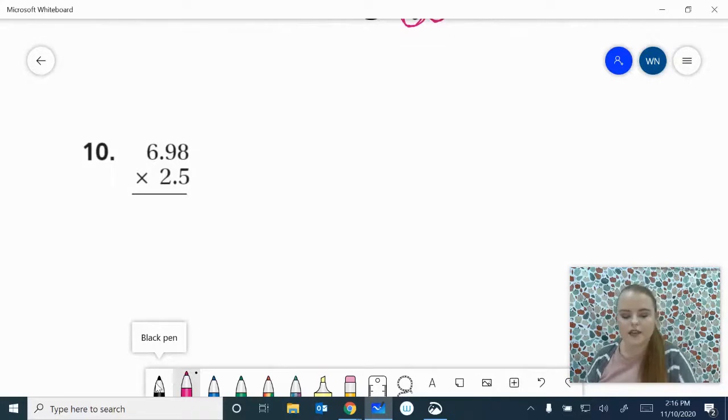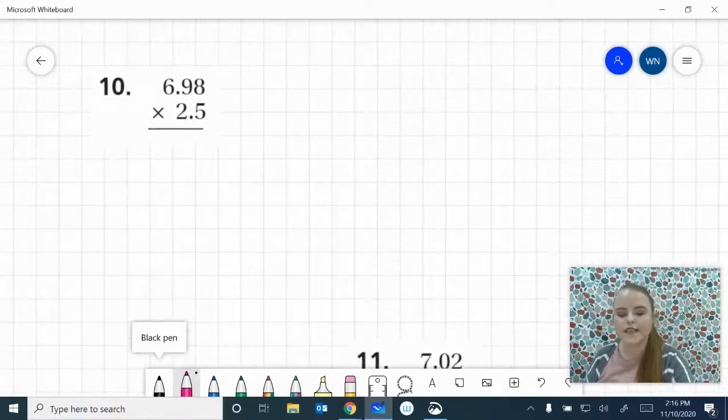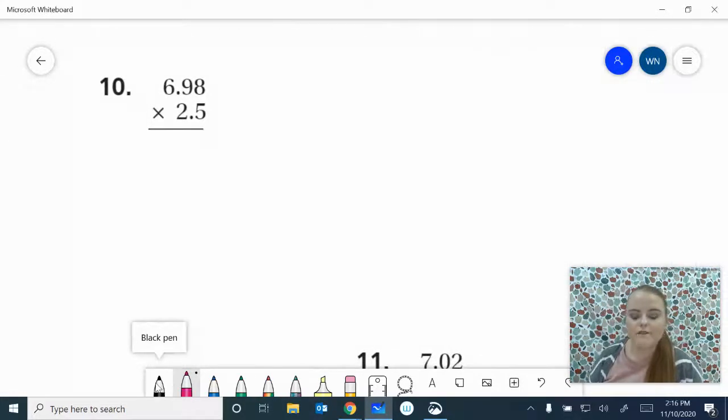For number 10, it says 6 and 98 hundredths times 2 and 5/10. Go ahead and work it out. Let's do number 10. 5 times 8 is 40. 5 times 9 is 45, plus 4 gives me 49. 5 times 6 is 30, plus 4 is 34. Make sure your work looks like mine.